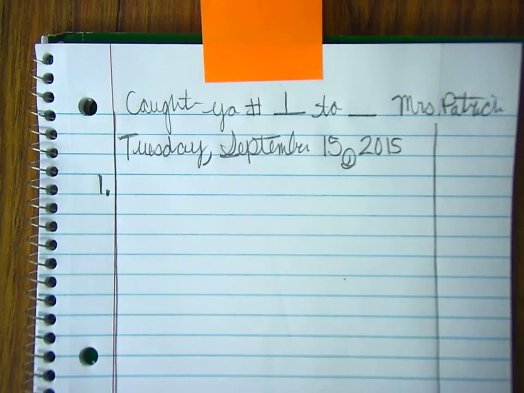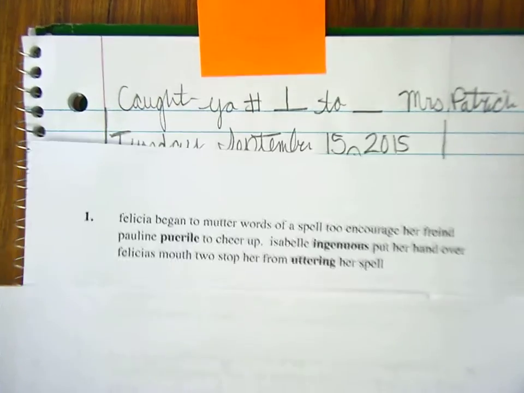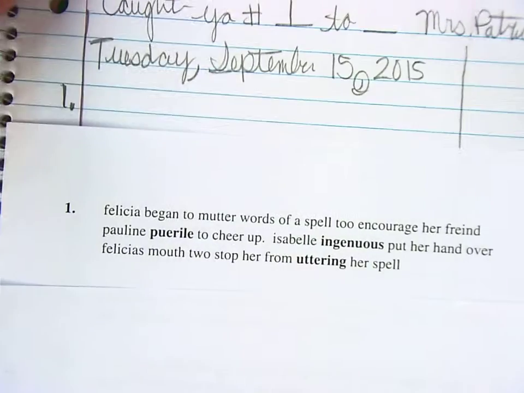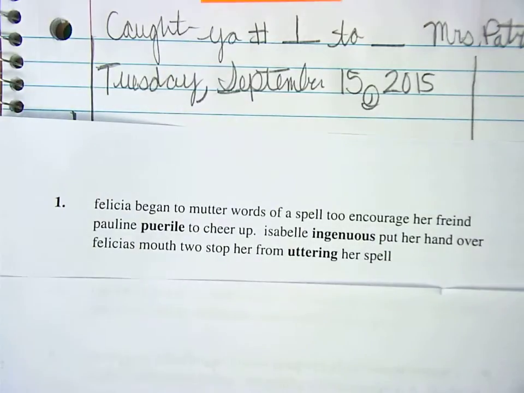So what I will actually do in class for you is I will put up the actual Katja. So here is the actual Katja. I will read it to you so that you know where some punctuation goes and what needs to be emphasized. So, Felicia began to mutter the words of a spell to encourage her friend Pauline Puriel to cheer up. Isabel, ingenuous, put her hand over Felicia's mouth to stop her from uttering her spell.